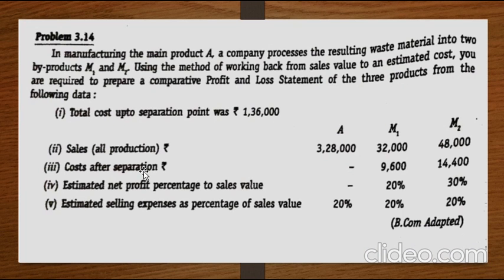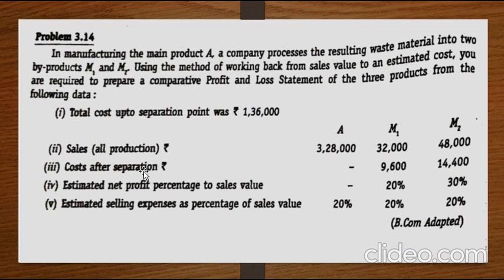Problem 3.14. In manufacturing the main product A, a company processes the resulting waste material in two byproducts M1 and M2. Using the method of working back from sales value to an estimated cost, you are required to prepare a comparative profit and loss statement of the three products from the following data.